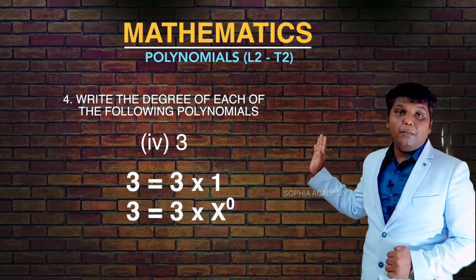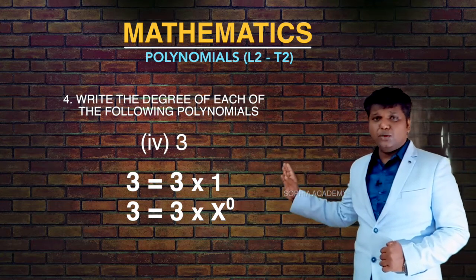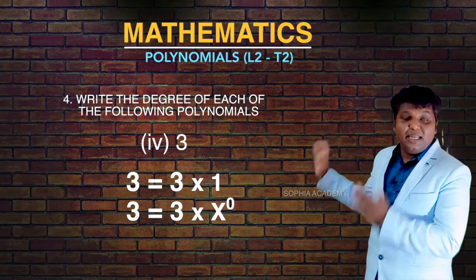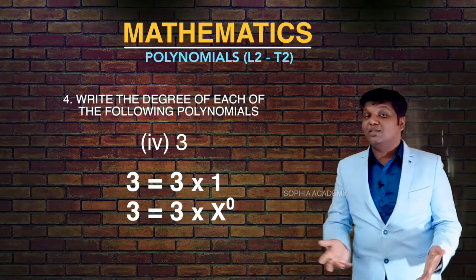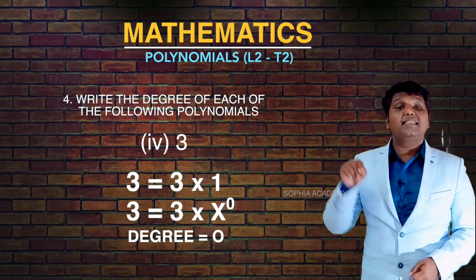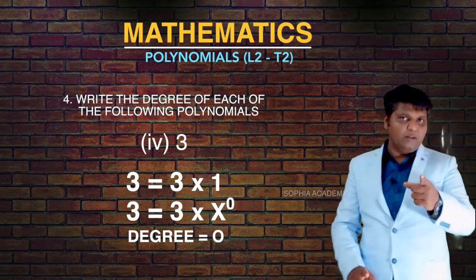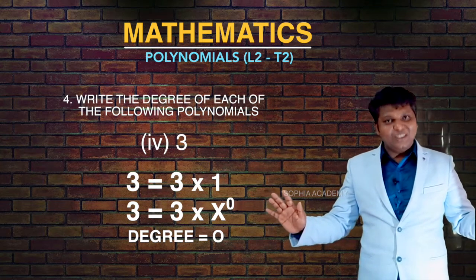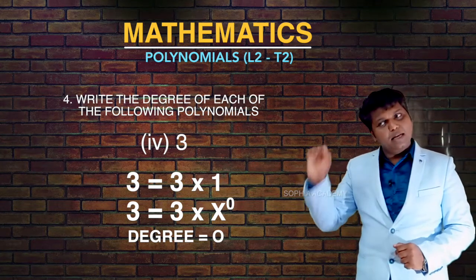So instead of 1, if I substitute x raised to 0, I can say it's actually not just 3. When we think of it in the algebraic way, it is 3x raised to 0. So what is the power? It is 0. So what is the degree? The degree is 0. The degree being 0 does not mean that there is no degree. It's not like that. The degree is 0 means the degree of the polynomial is actually 0, the number itself.